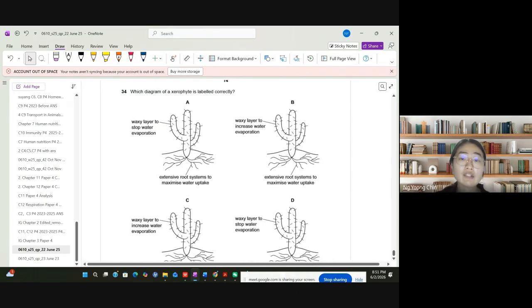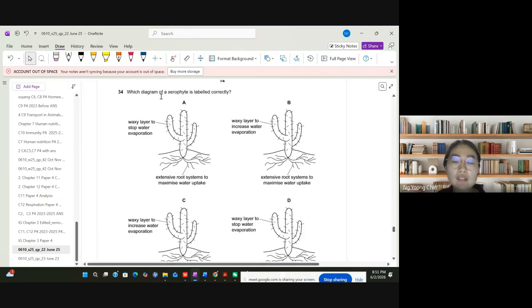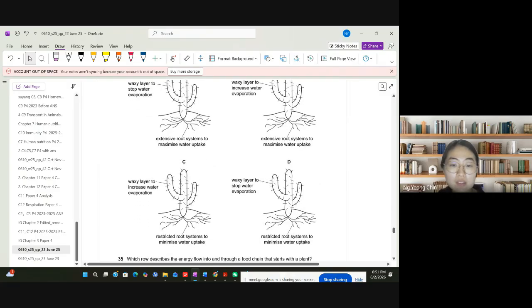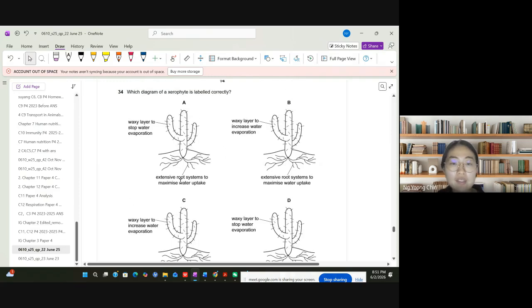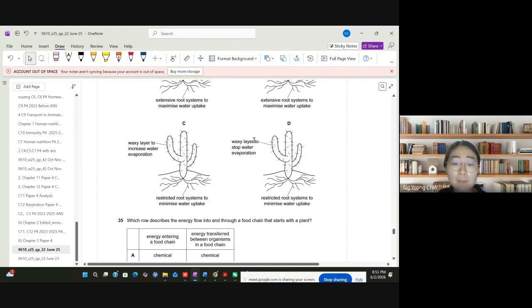Okay, we have to try this one. The plant. So which one is labeled correctly? You have a waxy layer to stop water evaporation, and an extensive root system to maximize water uptake. So I think the answer would be A and B. So the answer is A, because you will not have a waxy layer to increase water evaporation. The waxy layer is waterproof, so you can reduce the water loss from the plant. This is their purpose.